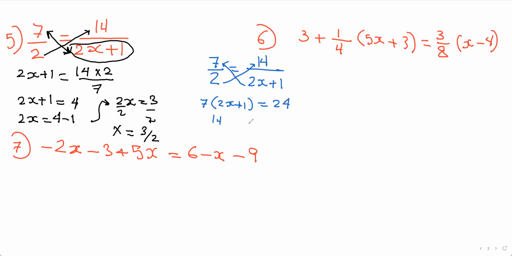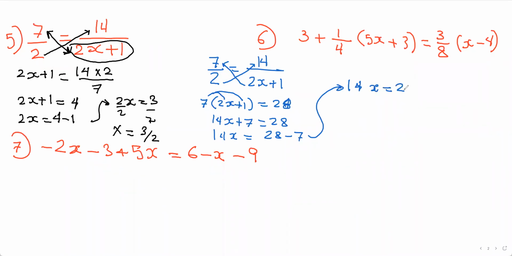Now you get 14x plus 7 equals 28. Sorry, I said 28 here and I wrote 24. So I just distributed that into here and to there, equals 28. 14x equals 28 minus 7, which gives me 14x equals 28 minus 7 is 21.